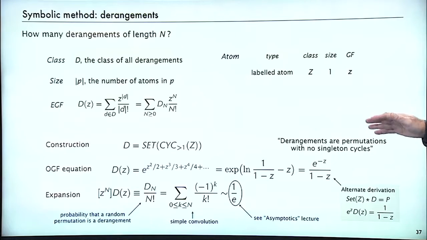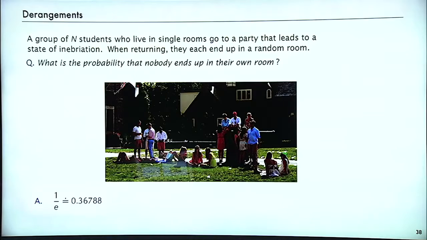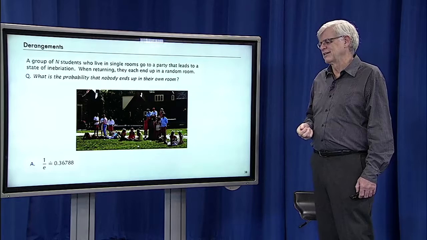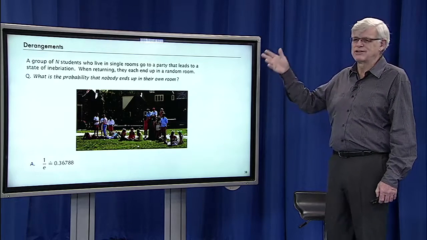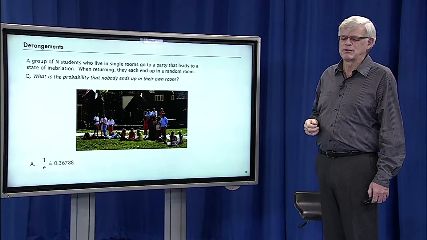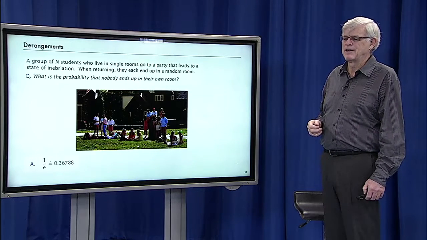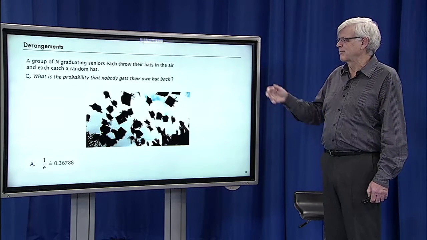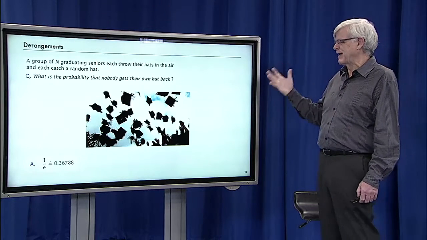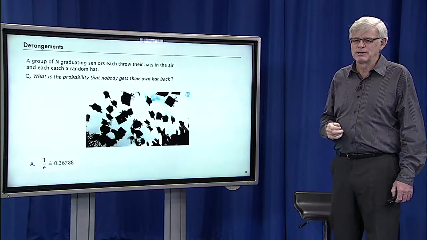But the symbolic method gets us there and provides a practical solution to this kind of problem. The actual chance that if you go to a party, get yourself into a state of inebriation, and wind up in a random room, is that nobody ends up in their own room, 36%. Or maybe a way to tell your parents about this problem is when students graduate and throw their hats in the air and everybody catches a random hat, there's a 36% probability nobody gets their hat back.